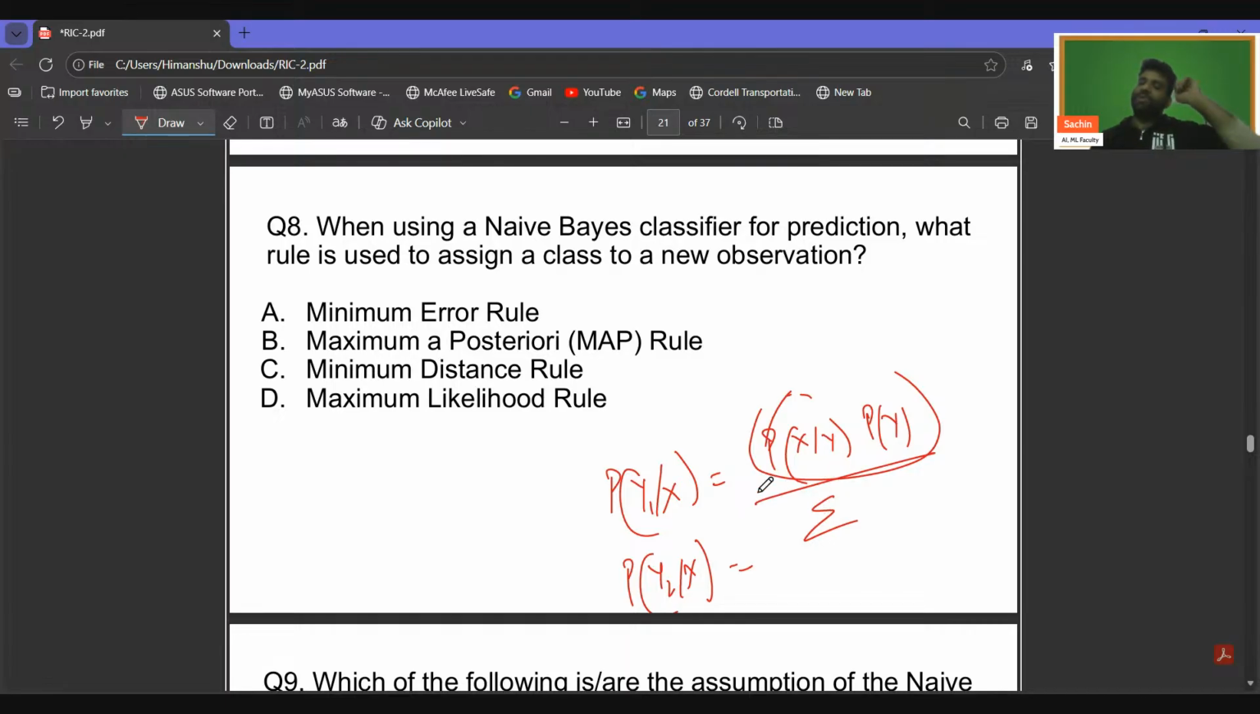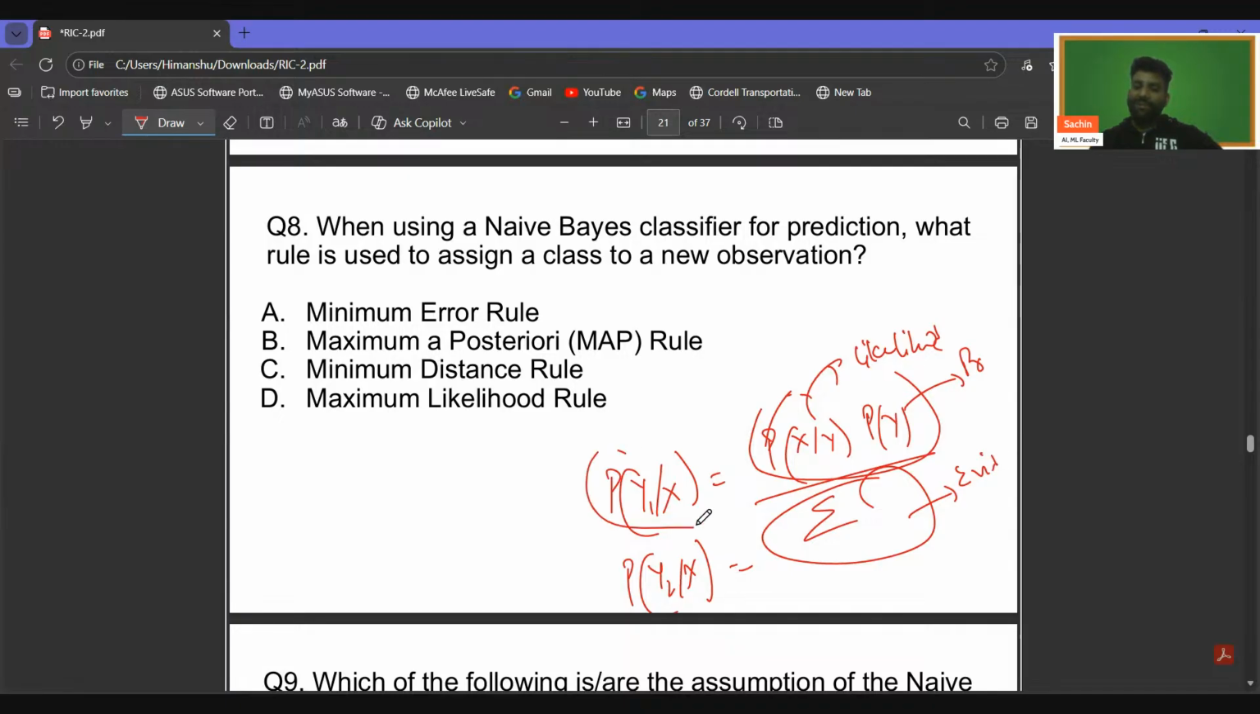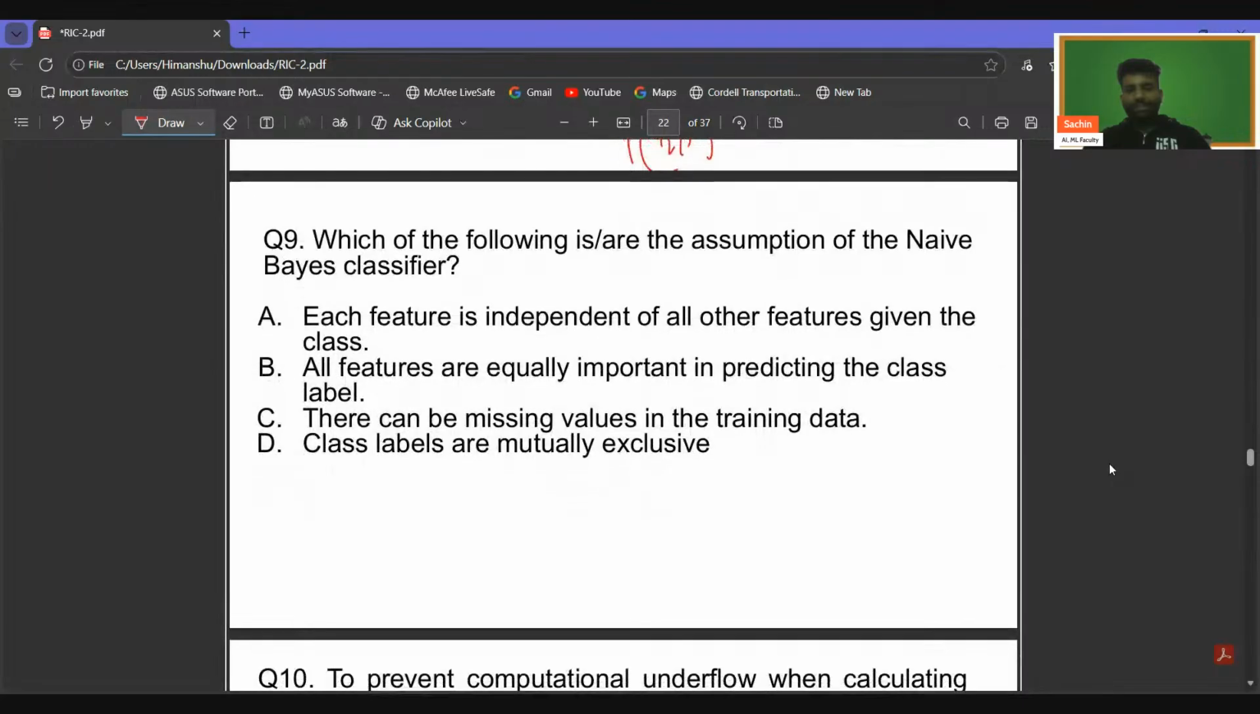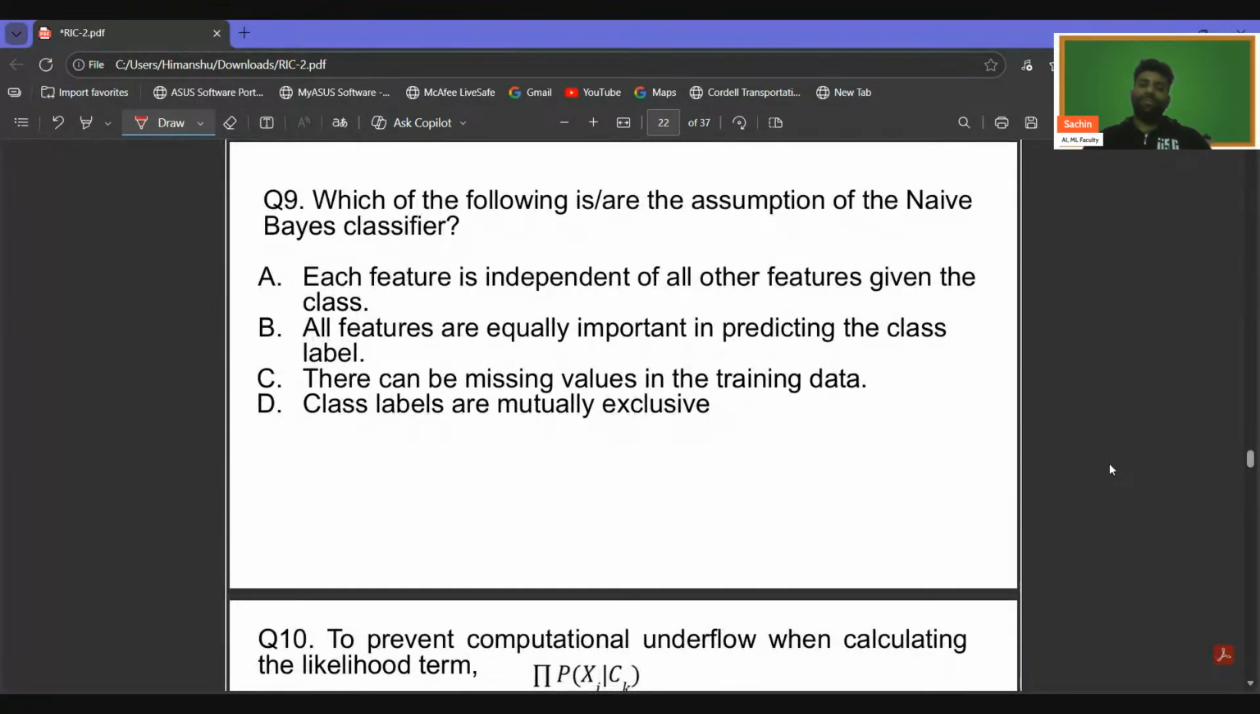So I hope you recall this. This part is actually the likelihood. This is called the prior. The denominator is called the evidence. And this is my posterior, which we try to maximize. Hence, the answer is going to be the maximum a posteriori rule. MAP. I hope it's clear. Easy. Again, very interesting. Question number 9.